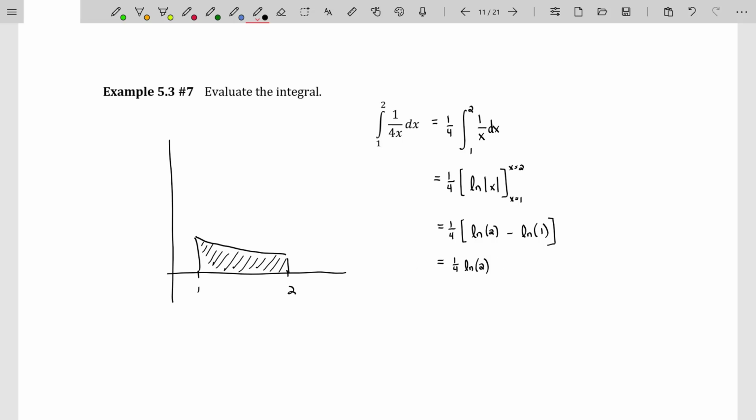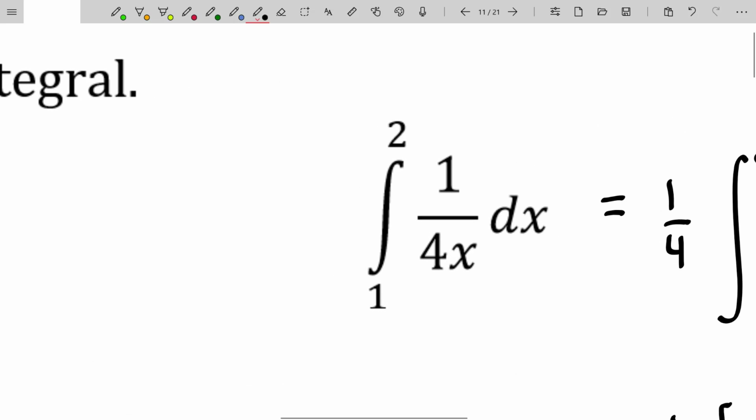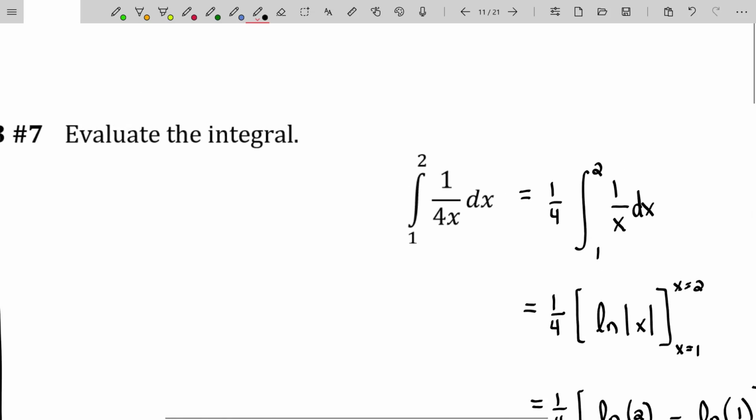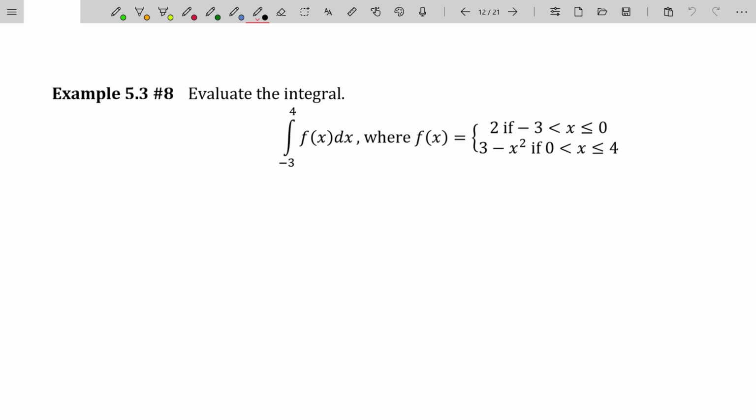Notice, unlike regular antiderivatives, we do not have a plus c here. And the reason why is because you're finding the actual value. You're actually finding the true area between x equals 1 and x equals 2 underneath that curve. There's no need to have a plus c there. It won't occur. Let's go ahead and do something a little more interesting.